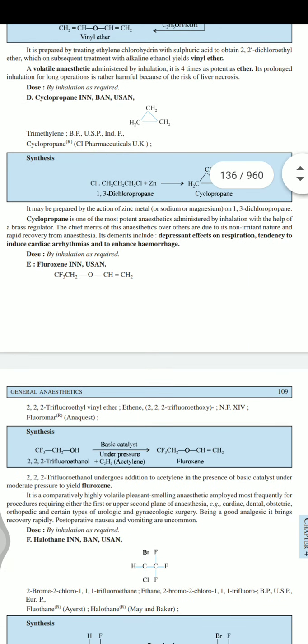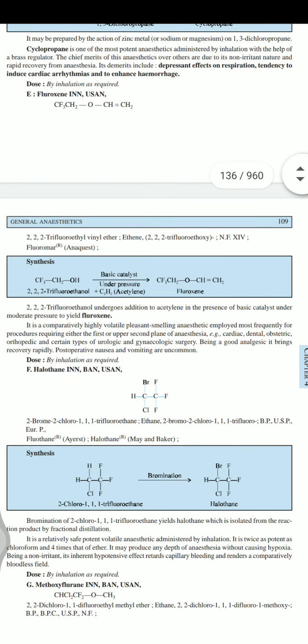Fluoroxene is another compound, which is obtained by an addition reaction of 2,2,2-trifluoroethanol with acetylene in the presence of a basic catalyst under pressure, which gives the desired product. It is frequently used for the first or upper second phase of anesthesia. Its dose is also by inhalation as required.